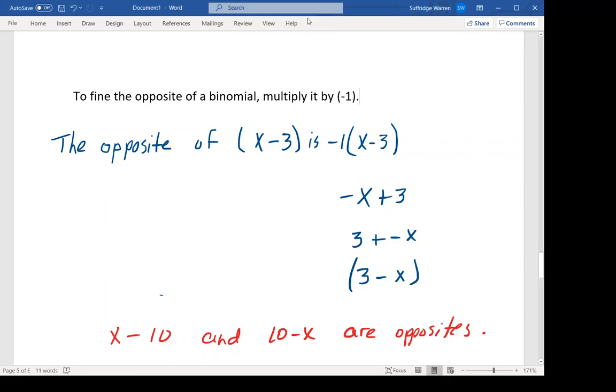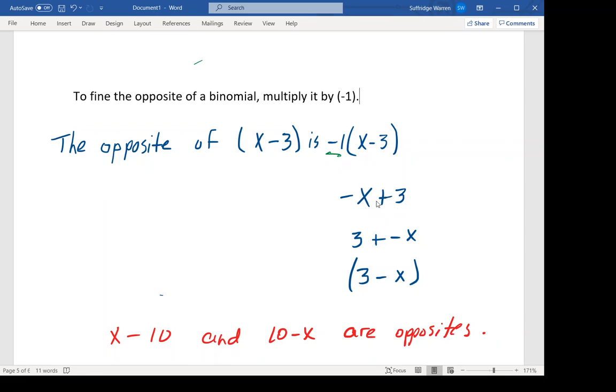So yesterday you started looking at how you could use the opposites of binomials when you are factoring polynomials. So just a quick review of what you looked at yesterday. To find the opposite of a binomial, that means just multiply it by -1. So in this example here, if you want to know the opposite of x minus 3, that means multiply -1 by x minus 3. And when you distribute the -1, you get -x plus 3.